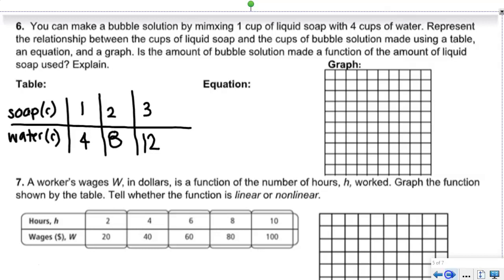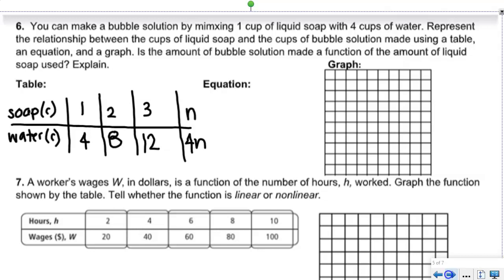And so to do an equation, I want to think about if I have n cups of soap, what do I do to n to figure out how many cups of water there would be? And so I just multiply it by 4. So my equation would be something along the lines of, let's see, I probably need 2 different variables for soap and water.